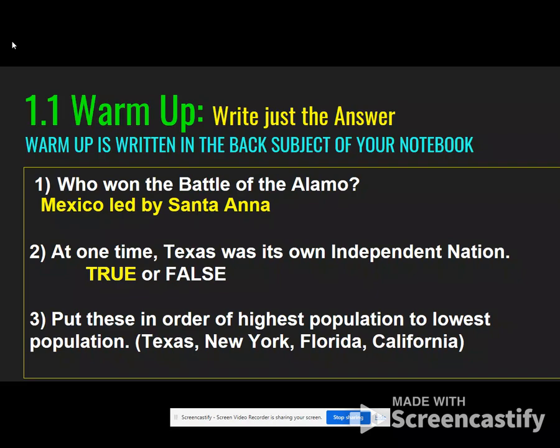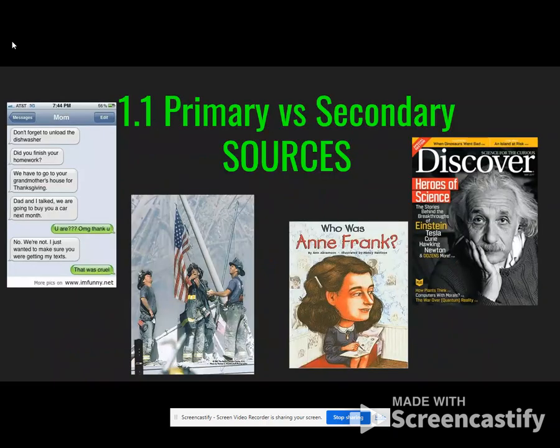Number 3: put these in order from highest population to lowest population. 1 being California, 2 Texas, 3 Florida, and 4 New York. So like I said, 1.1, primary and secondary sources.